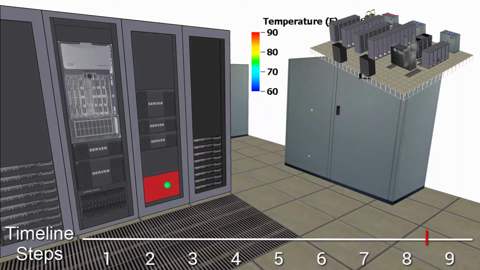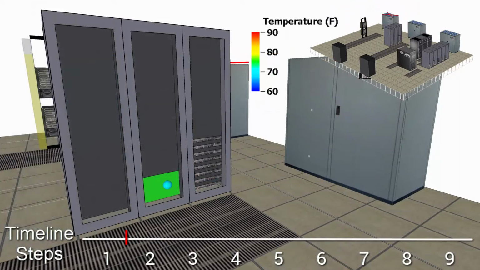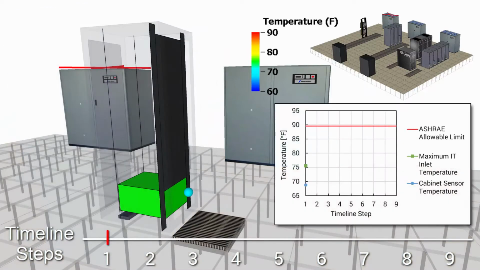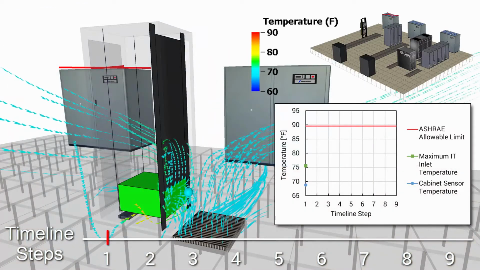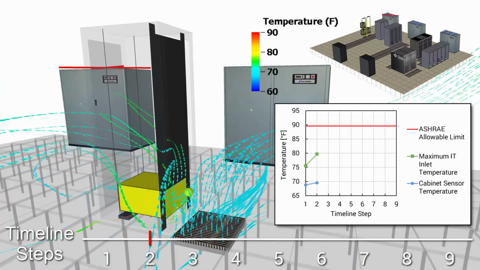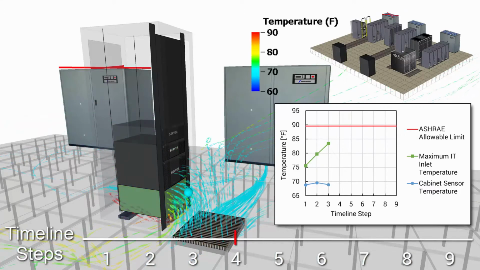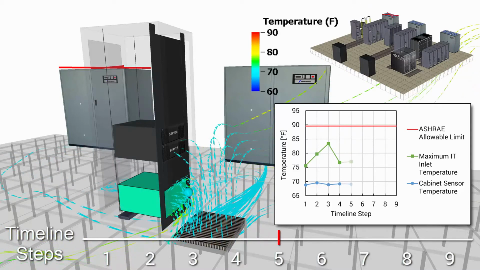Let's rewind a bit. If we go back all the way to the first timeline step, we can run through the same deployments, only this time animate the airflow delivered to each of the device inflows. Notice how with nearly every deployment, the airflow delivery profile changes. This may be due to IT changes in the cabinet we are looking at, or changes made in other parts of the facility.